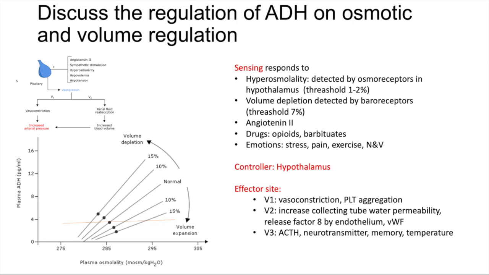V3 receptors are found mainly in the pituitary. They increase the intracellular calcium when activated. They are thought to be involved in ACTH release and may act as a neurotransmitter or mediator involved with memory consolidation and body temperature regulation.